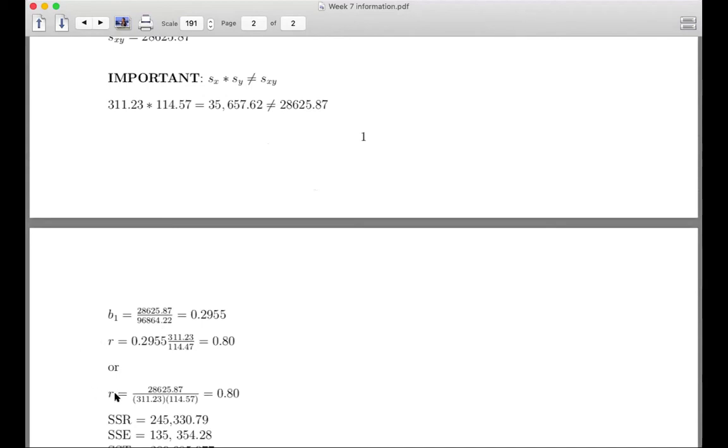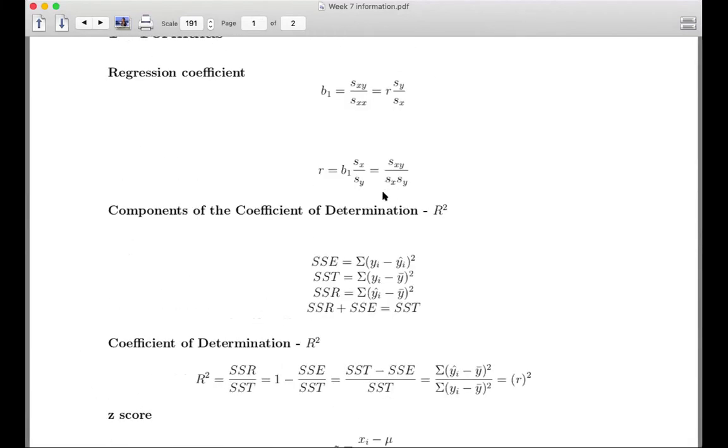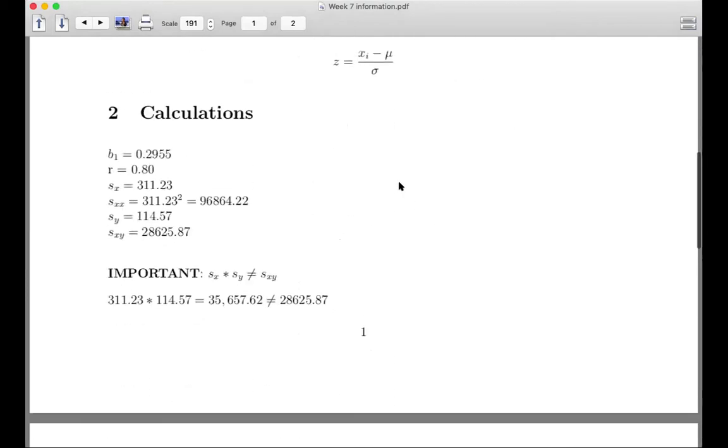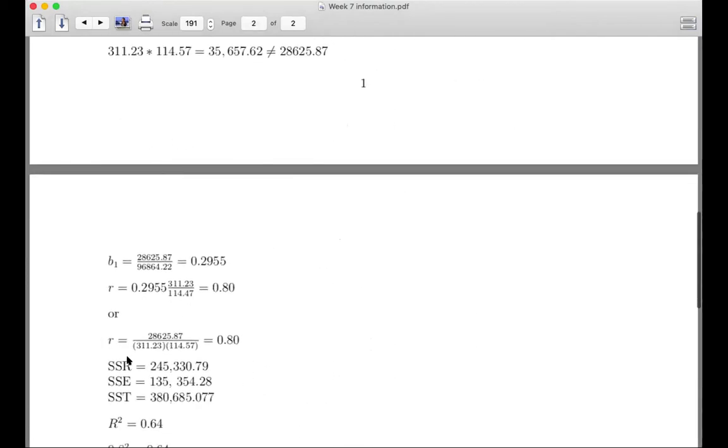Of course, there's another way. I showed you guys how you can take this formula and turn it into this formula. All you have to do is substitute this for the B1 here and do some canceling, and you end up with this: SXY divided by the two standard deviations. And this is what I've done here. SXY divided by the multiplication of these two standard deviations. And again, you get 0.8, our very strong positive correlation.